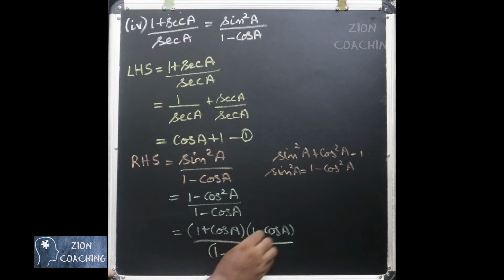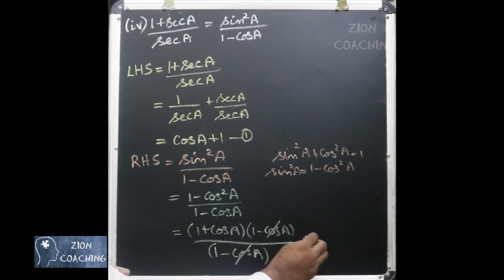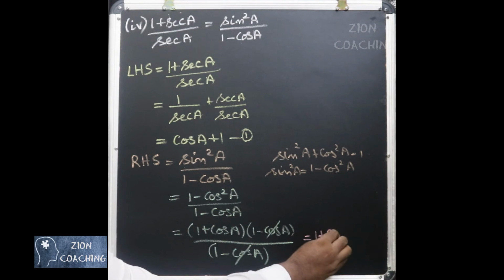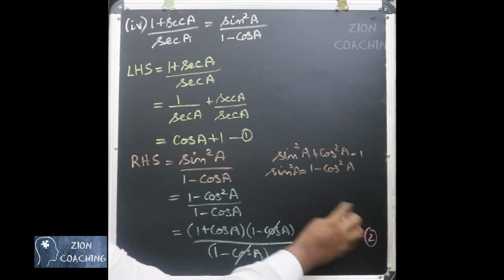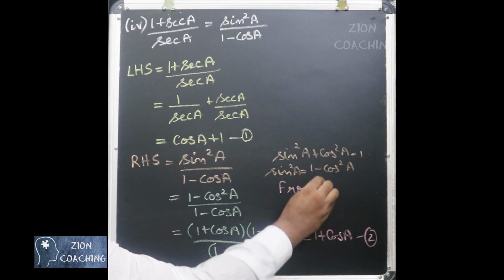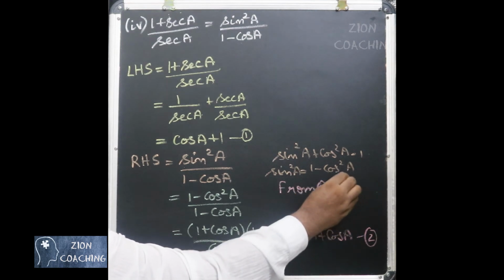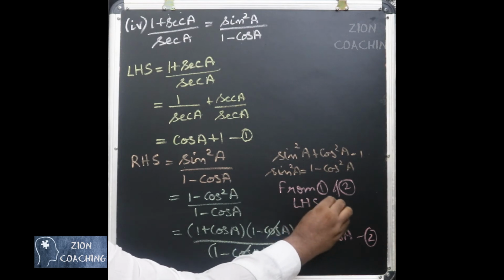Now there is 1 minus cos A in the numerator and denominator, which can be cancelled. Finally we have 1 plus cos A. 1 plus cos A is nothing but cos A plus 1. Both are same. So we can write from 1 and 2, LHS is equal to RHS.